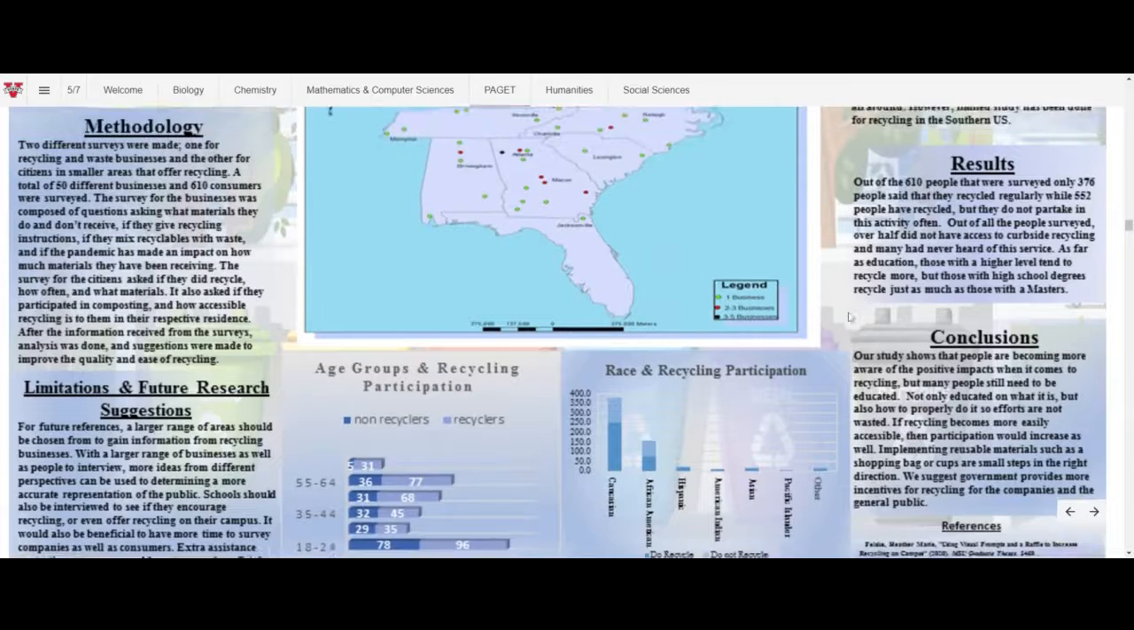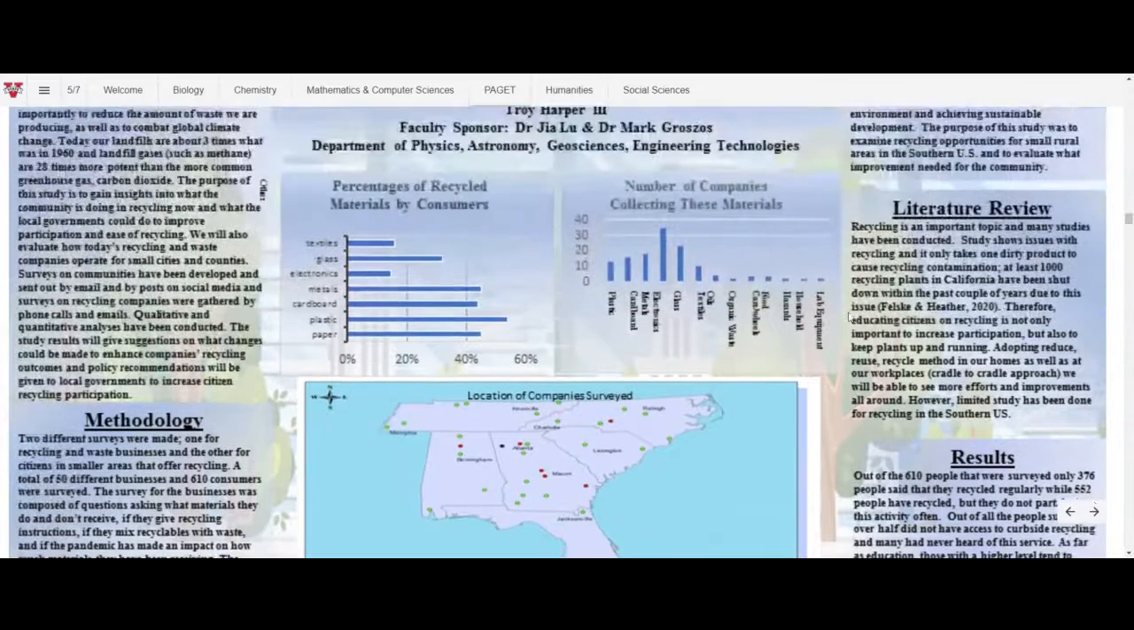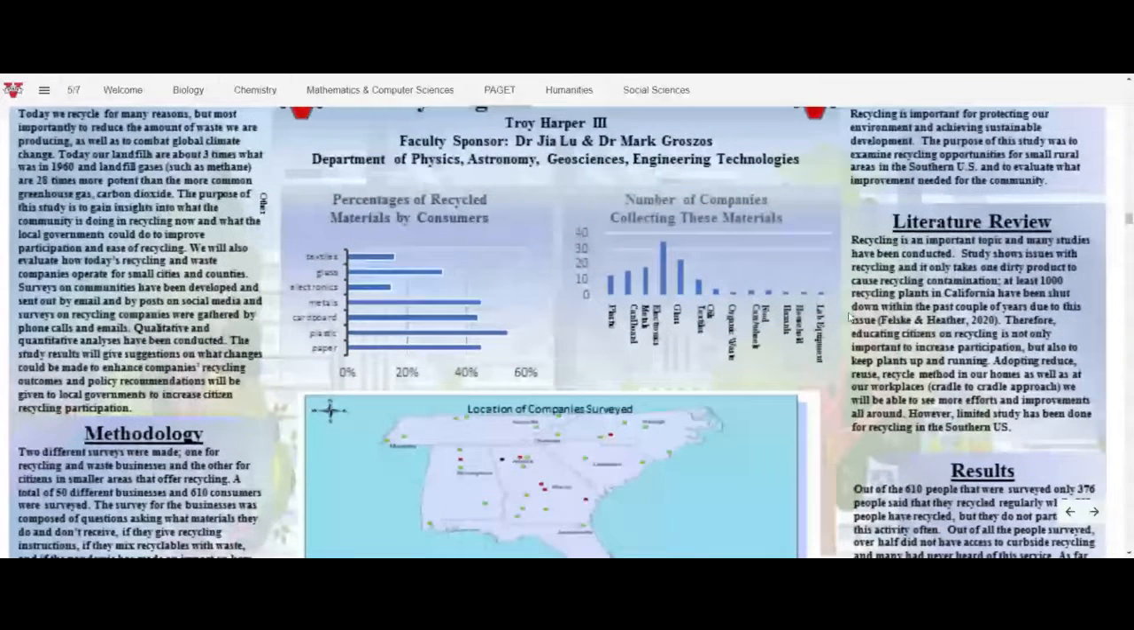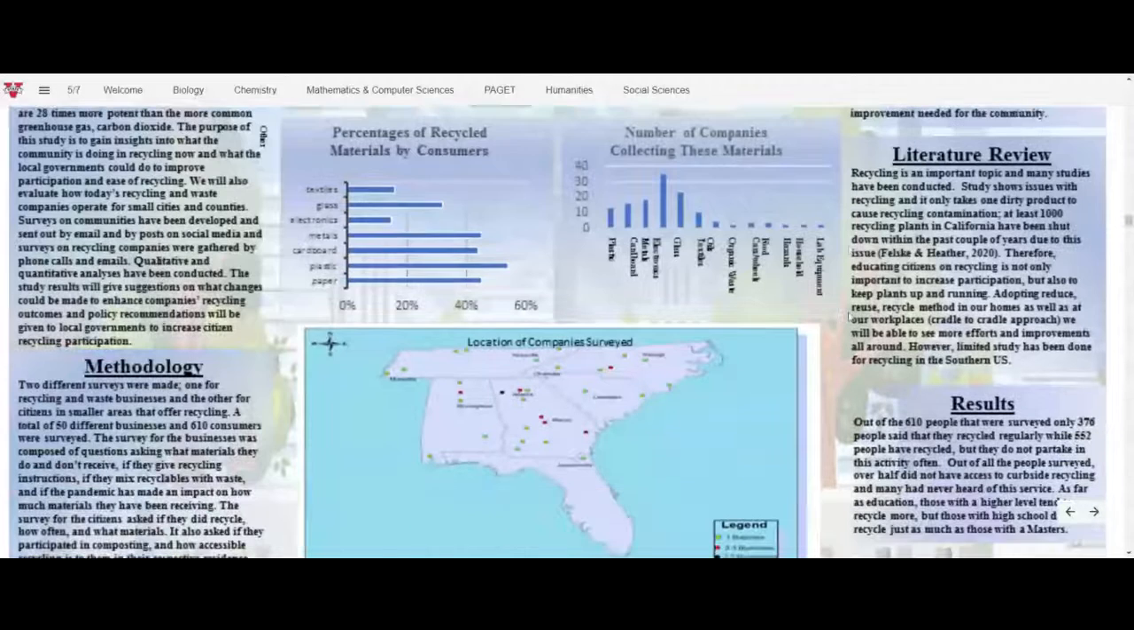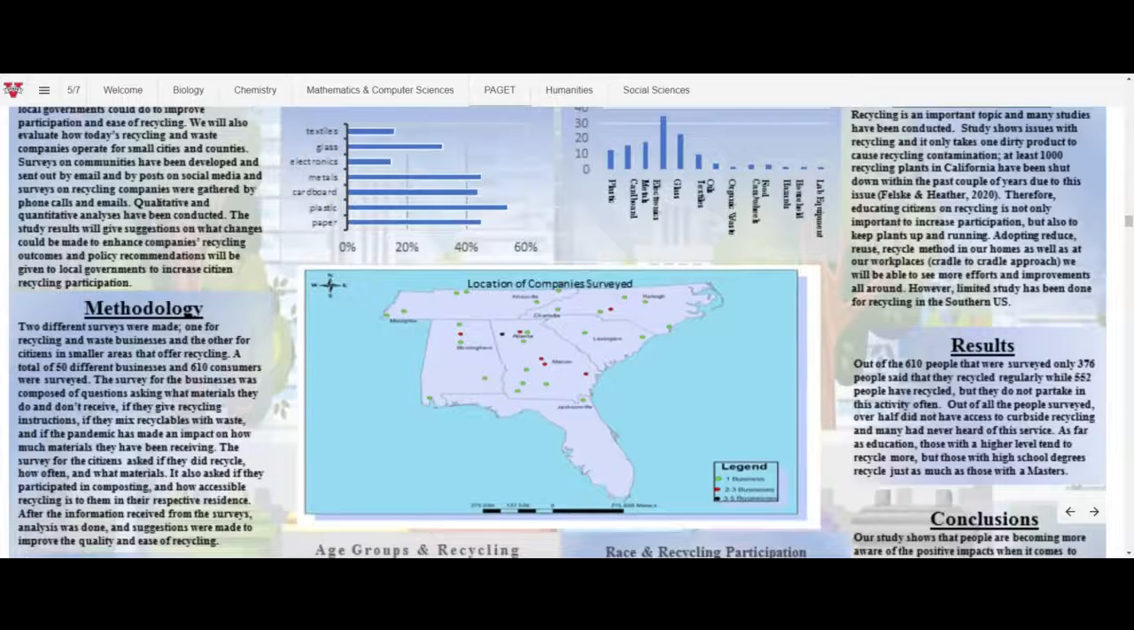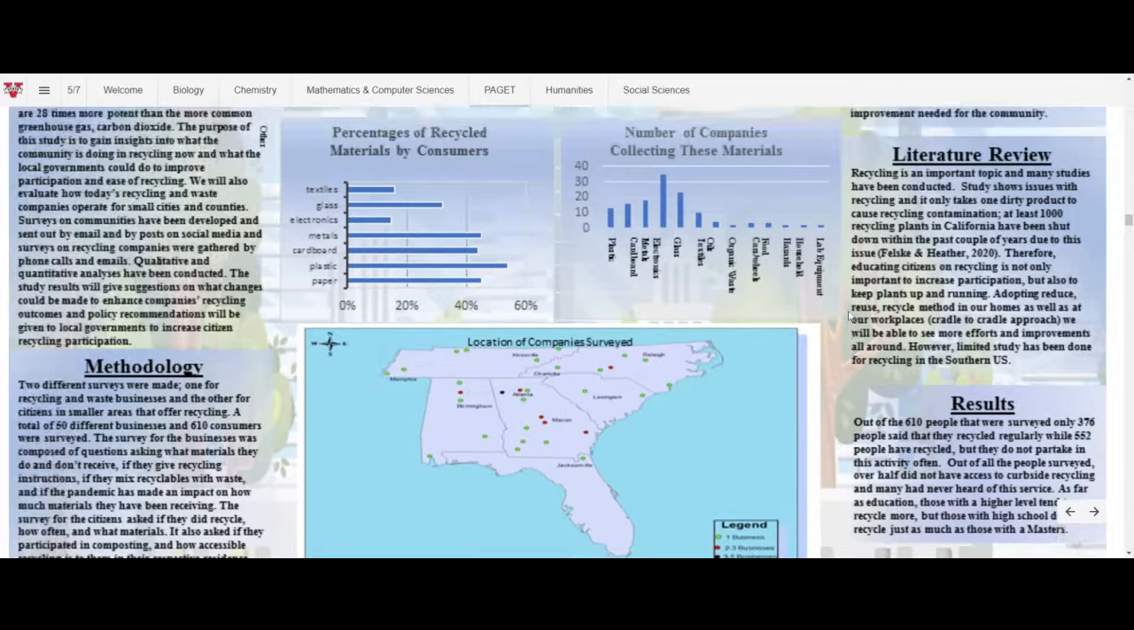With my research, I surveyed 50 different companies. They were all in states bordering Georgia. I didn't go past those areas. Most of them came from northern Georgia, northern Alabama, and some came from North Carolina as well. I didn't really get too many from Florida or the other states. It was actually very hard. I called almost about 200 companies just to get 50 surveys. And as far as the consumer or recycler survey, I got about 610 responses.